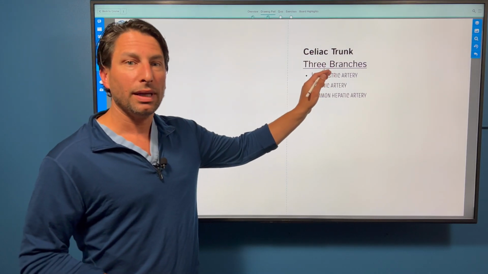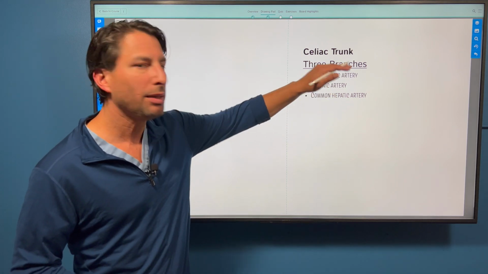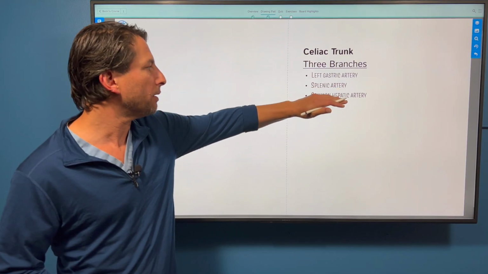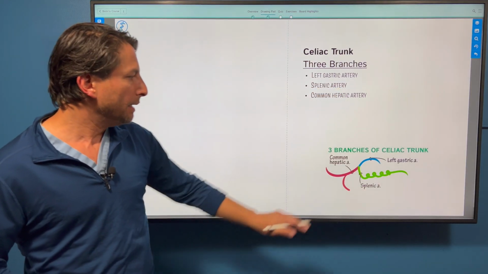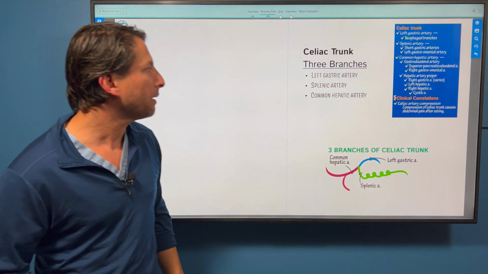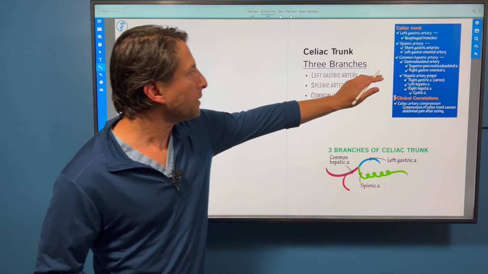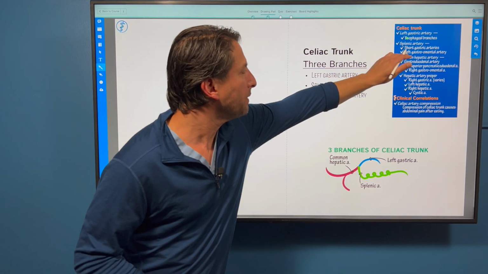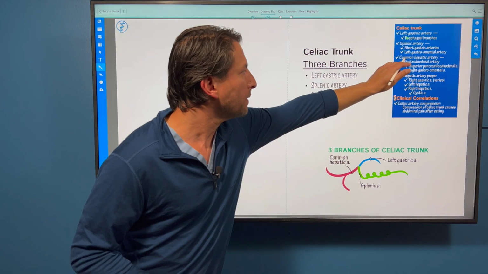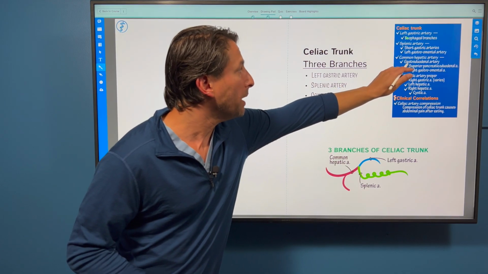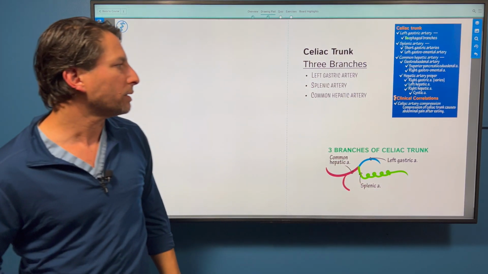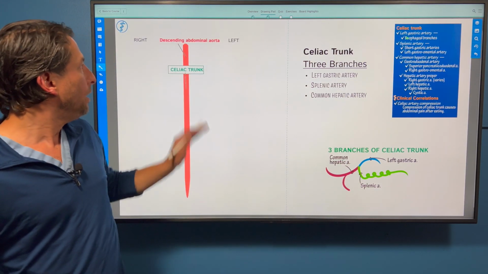Moving away from the heart, celiac trunk. Three key branches I want to hammer home in this primer. Left gastric artery, splenic artery, common hepatic artery. Here we go. Left gastric, splenic, common hepatic. Celiac trunk, left gastric with esophageal branches. Splenic artery has these other short gastric arteries, and left gastro-omental artery, and then the common hepatic artery has a breakdown as well that you can see there.